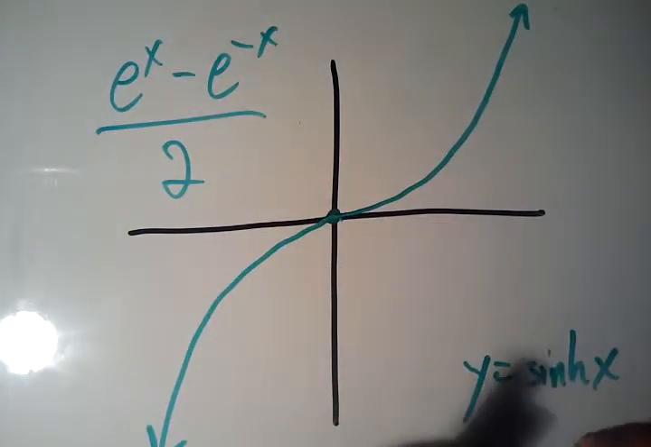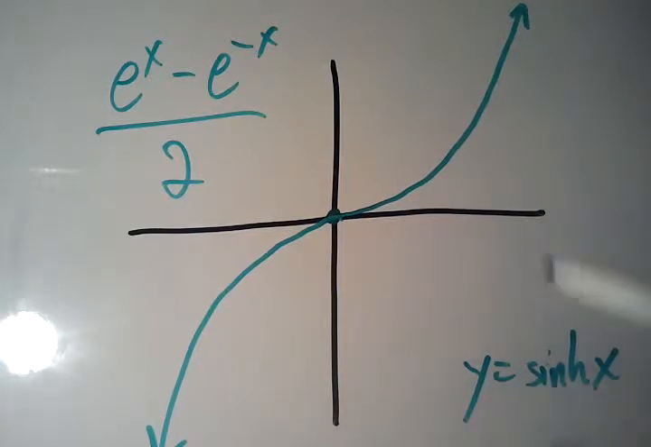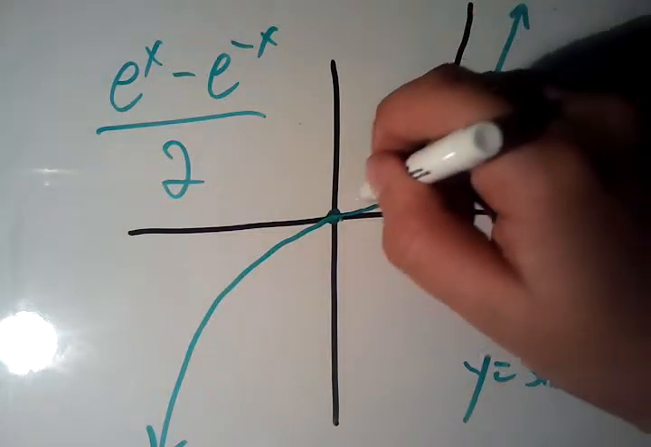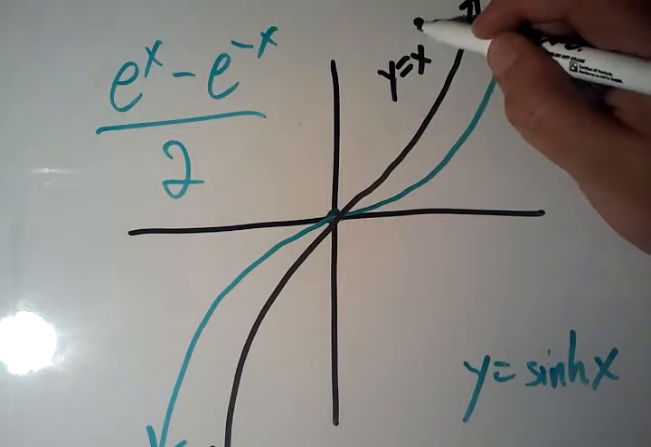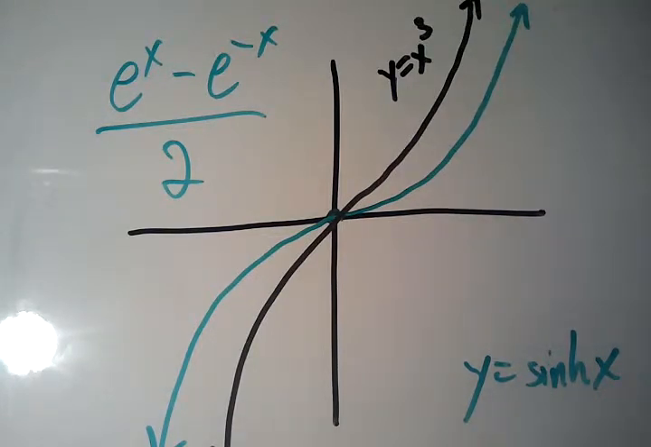So it might resemble x cubed, and if you just looked at it, you might think that's x cubed. But in reality, that's not x cubed. X cubed comes like this. So this black graph is y equals x to the power of 3. That's just a comparison for you. So that's how sinh looks.